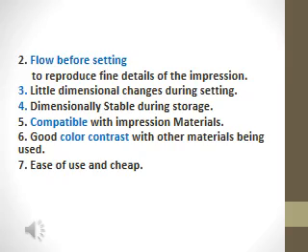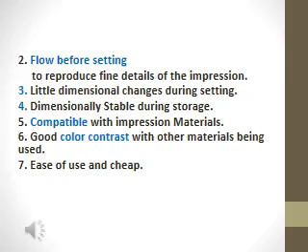Number two, flow before setting. We obtain the gypsum products in the form of powder, and we mix this powder with water to make a slurry, and then we pour this slurry inside the impression. Okay, during pouring the slurry inside the impression, it should have sufficient flow in order to record all the details of the impression. If it is slightly viscous, it will not flow perfectly and will not record all the details of the impression.